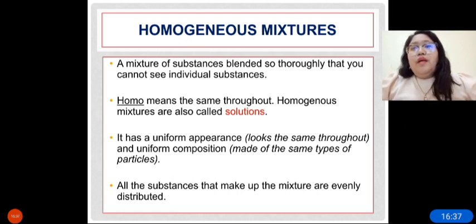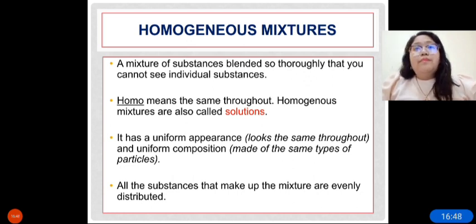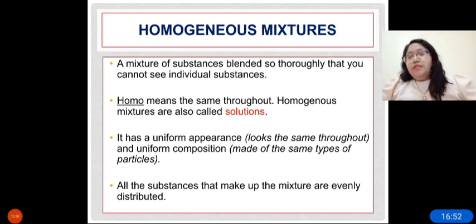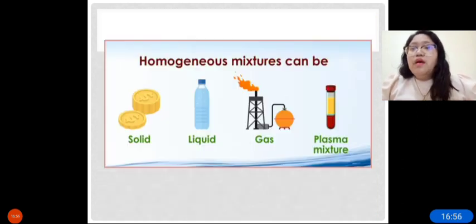So, a homogeneous mixture has a uniform appearance, which appears to look the same throughout, and uniform composition, made up of the same types of particles. Okay? And all the substances that make up the mixture are evenly distributed. For example, homogeneous mixtures can be solid, liquid, gas, or plasma mixtures.